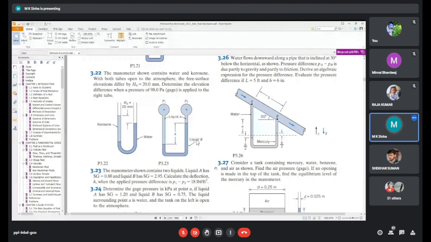Visible, sir. See, problem number 3.22. This is from the book by Fox and McDonald, perhaps the 9th edition. The manometer shown contains water and kerosene. With both tubes open to the atmosphere, the free surface elevations differ by H0, 20 millimeter. Determine the elevation difference when a pressure of 98 Pascal is applied to the right tube.